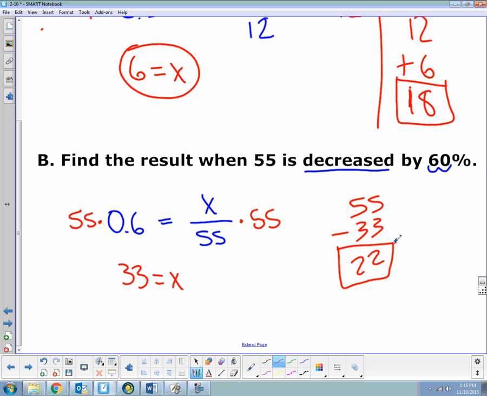So if you go to a store, you're going to buy a pair of jeans. It's $55 for these jeans, a good pair of Levi's or something. And it's a 60% off sale. Great sale. I want these jeans. And we don't know how much I'm going to have to pay for these jeans. Those are going to cost $22 after that 60% off sale.